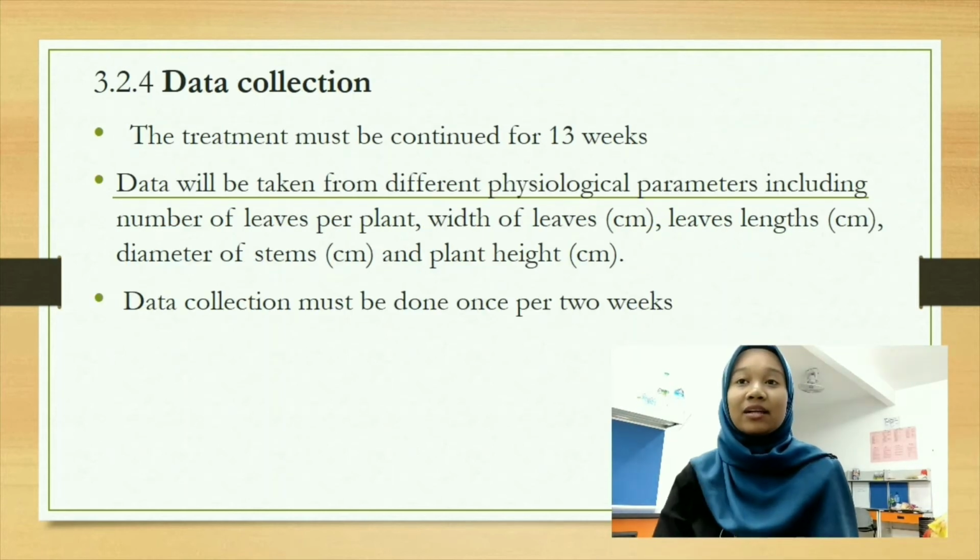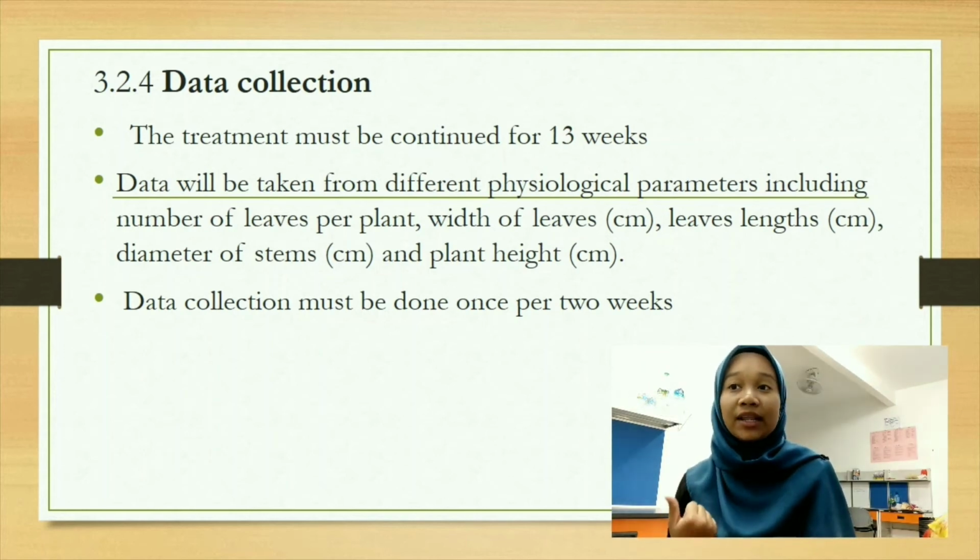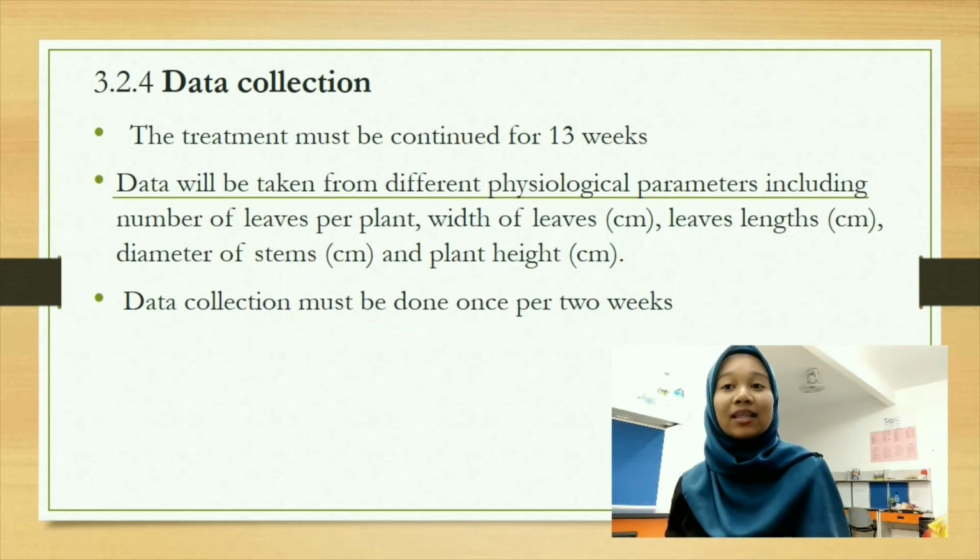Step 4 is data collection. The treatment must be continued for 13 weeks. Data will be taken from the different physiological parameters, including number of leaves per plant, width of leaf, leaf length, diameter of stem, and plant height. Data collection must be done once per 2 weeks.